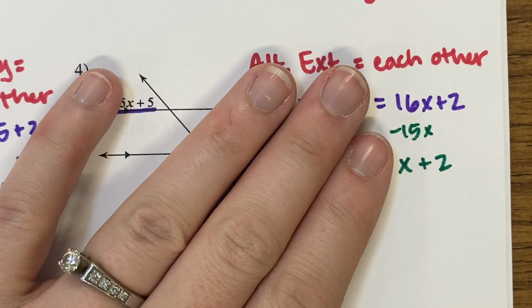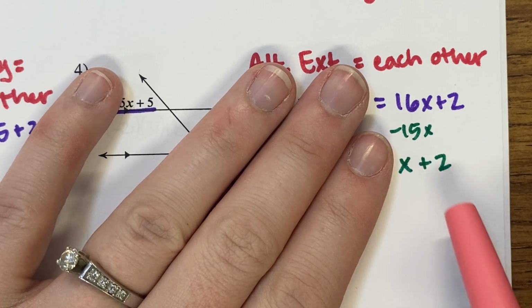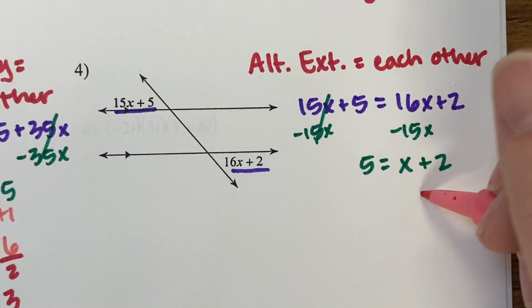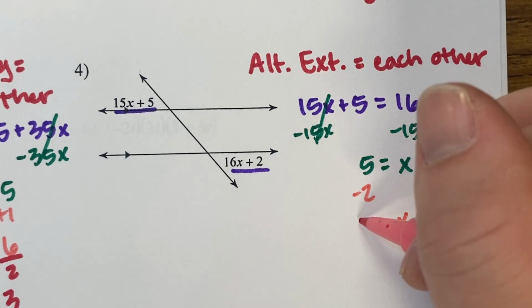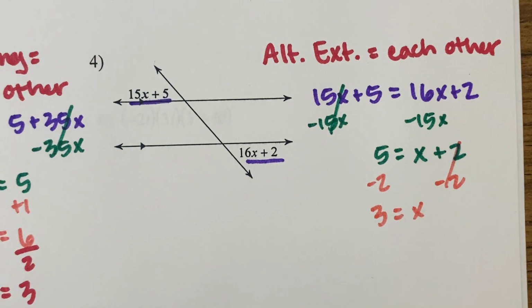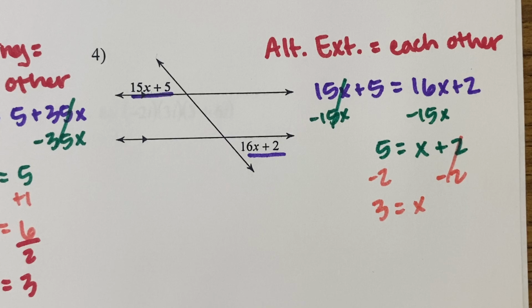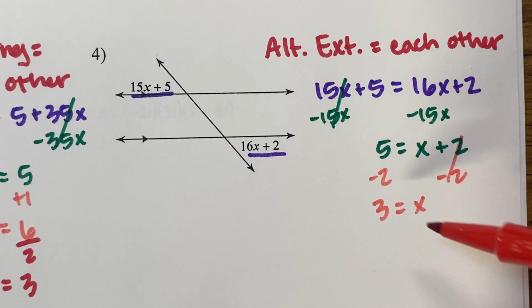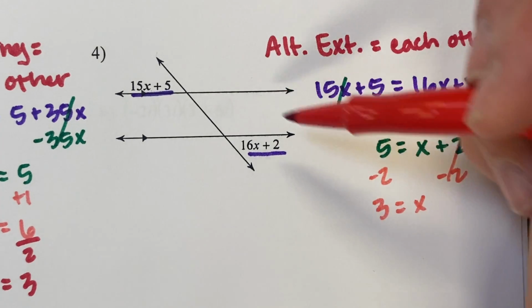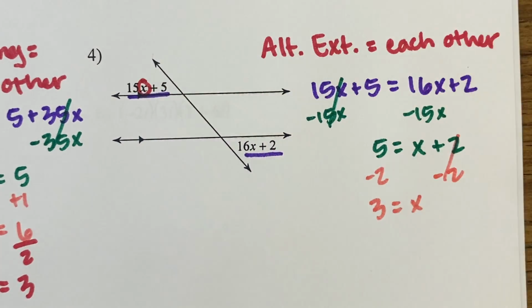Okay, well now there's just one thing I got to get rid of to get x by itself. It's the opposite of plus 2, which is minus 2. So we get x is equal to 3. Again, not our final answer. Let's take 3 and plug it in to where we see the x in bold, which is right there.